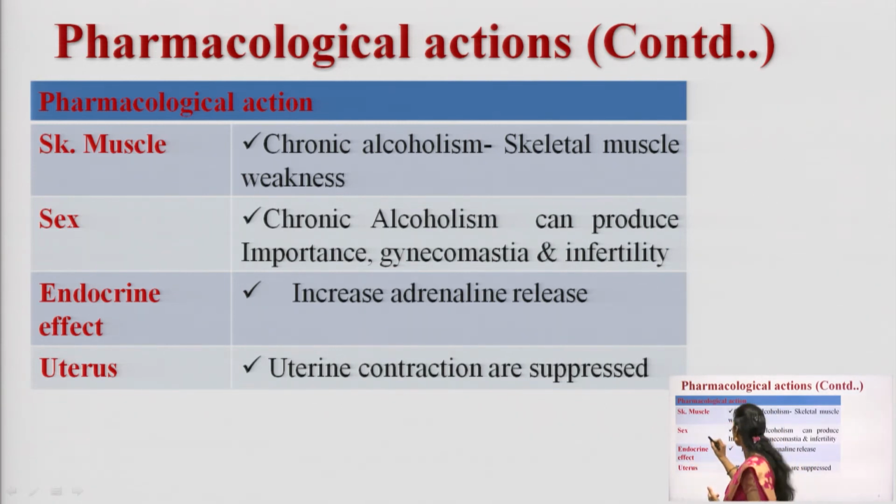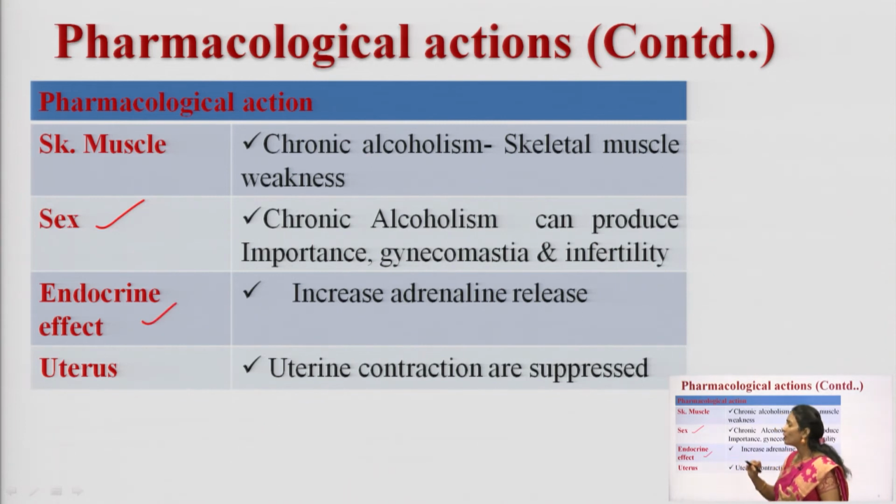And the next one is sex. Here you can see chronic alcoholism can produce impotence. Alcohol can decrease the sex drive, it can cause impotence, gynecomastia, and infertility; all these things occur when you take alcohol. This is the action on sex, both in male and female. And what are the endocrine effects?